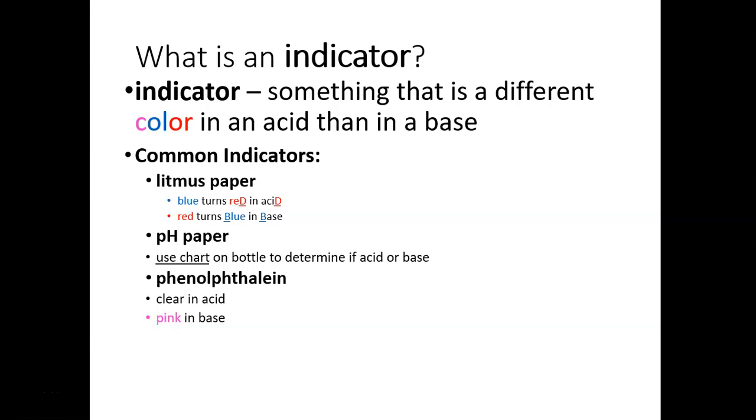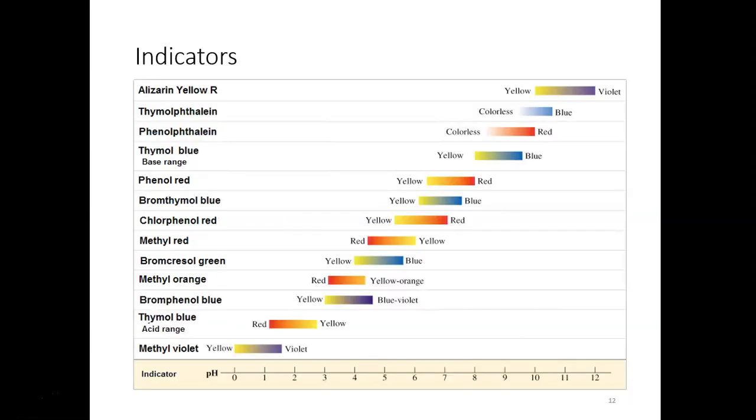We also have something called variable pH paper, that there's a chart on the bottle that has a whole bunch of different colors that'll determine if it's an acid or a base. And I'm going to try to make a variable indicator at home that I can show you with some household things. And then phenolphthalein is a really common one that we use in the lab, clear in acid and pink in base. But there are so many indicators.